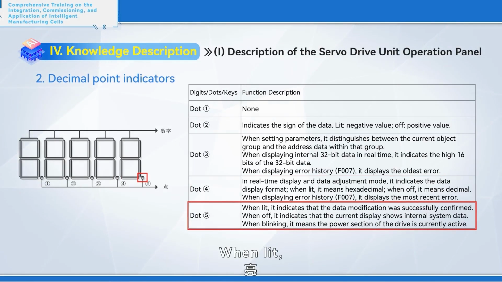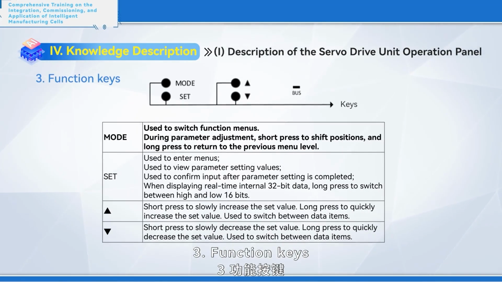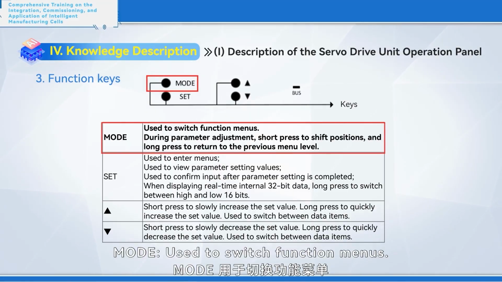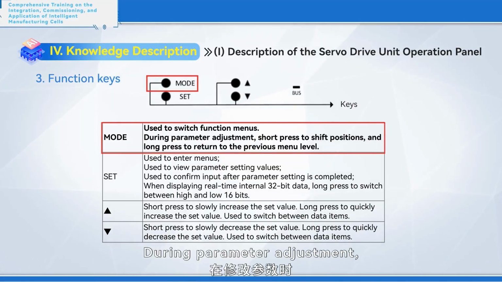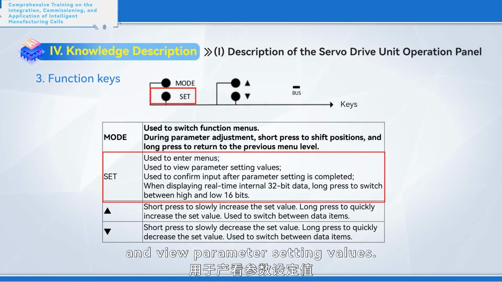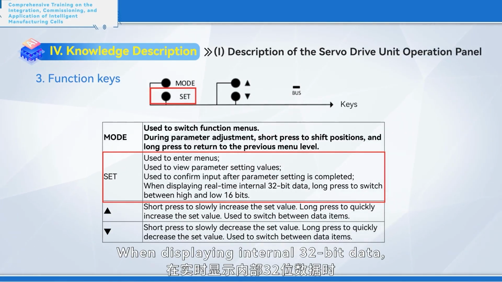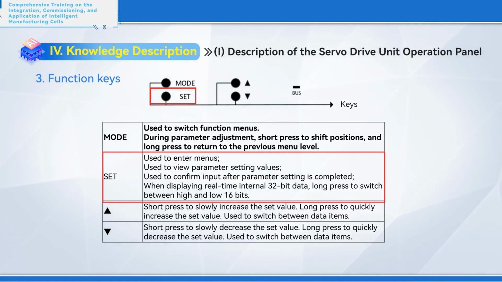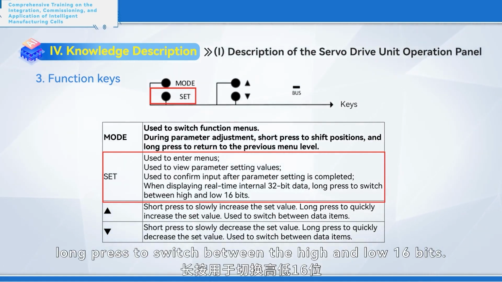Dot 5. When lit, it indicates that the data modification was successfully confirmed. When off, it indicates that the current display shows internal system data. When blinking, it means the power section of the drive is currently active. 3. Function keys. Mode. Used to switch function menus. During parameter adjustment, short press to shift positions, and long press to return to the previous menu level. Set. Used to enter menus and view parameter setting values. When displaying internal 32-bit data, long press to switch between the high and low 16 bits.